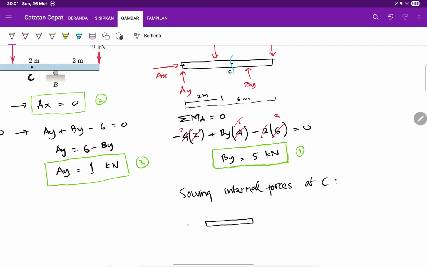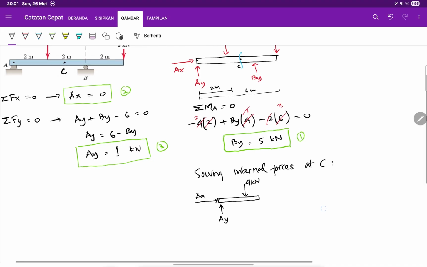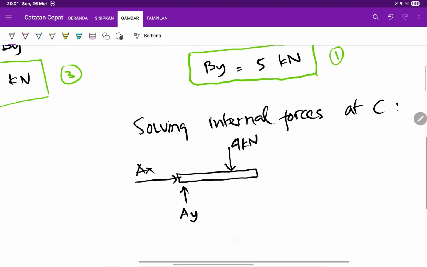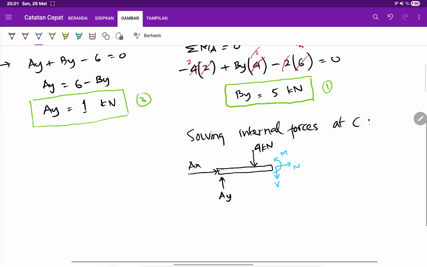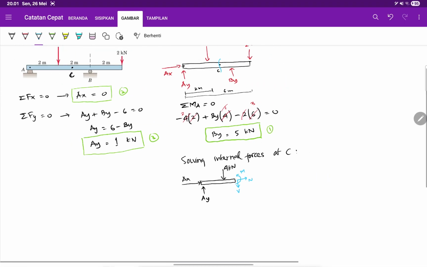You will have Ax, which is 0. Let's draw it, Ax equals 0. You have Ay, and then you have the 4 kilonewtons. And then at point C, since you're taking the left side, the convention is you have V, you have N, and then you have M. That's how you draw the forces due to the sectioning, and it's all complete.